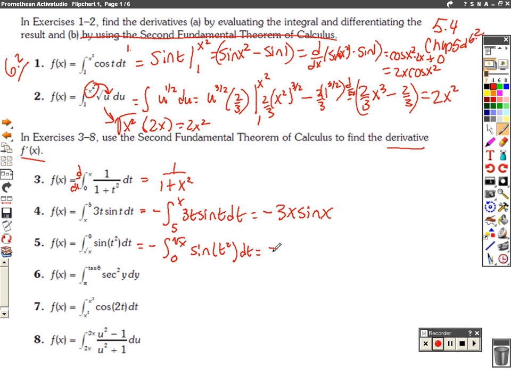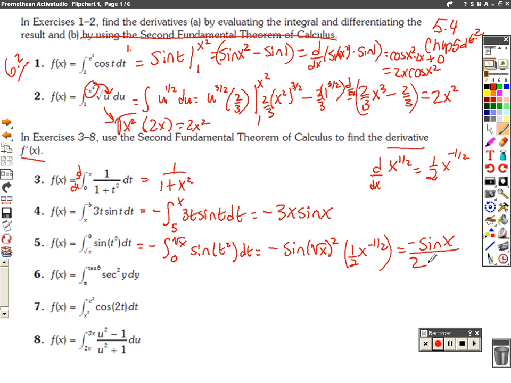So I got my negative from up front. I'm going to plug in sine of root x squared. And then I'm going to multiply by the derivative of my root x. Let's just look over here. The derivative of x to the 1/2 power would be 1/2 x to the negative 1/2. So I'm going to multiply by 1/2 x to the negative 1/2. If I just go ahead and clean up that answer a little bit, I've got negative sine of x over 2, and this goes down to the denominator, root x.